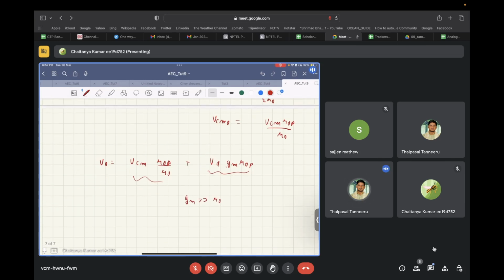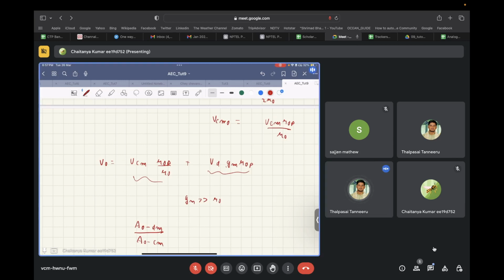So if someone asks you to find out the CMRR, what you will find out is A output differential mode to input differential mode divided by A output common mode to input common mode. Since there is no output common mode in this circuit, there is no concept of A common mode output to input common mode.